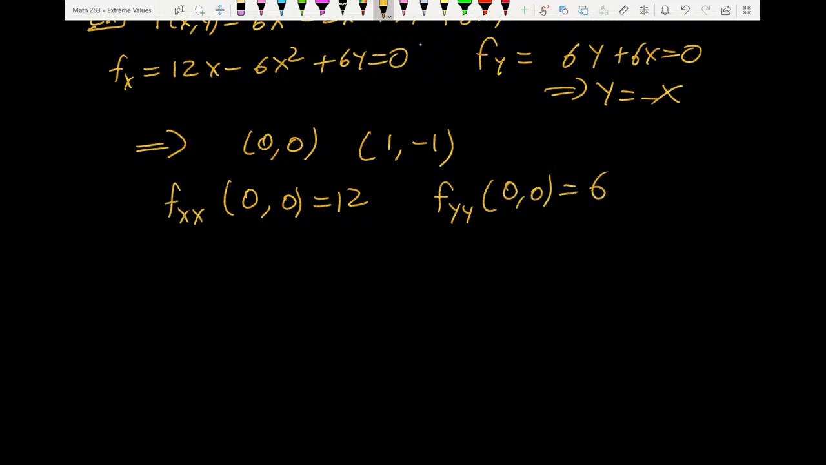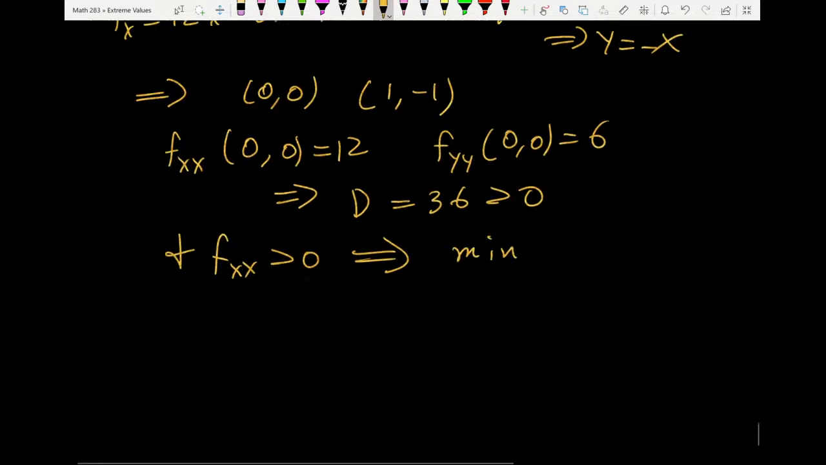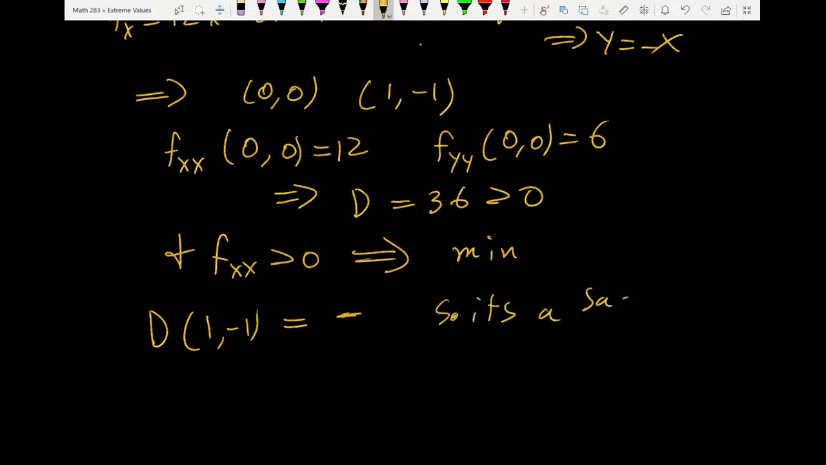And then when you multiply that, D equals what? 36, which is greater than 0, right? And then also f sub xx is what? Greater than 0 implies what? It's a minimum. What about D at 1 and negative 1? What is it? Negative, right? So it's a saddle point.